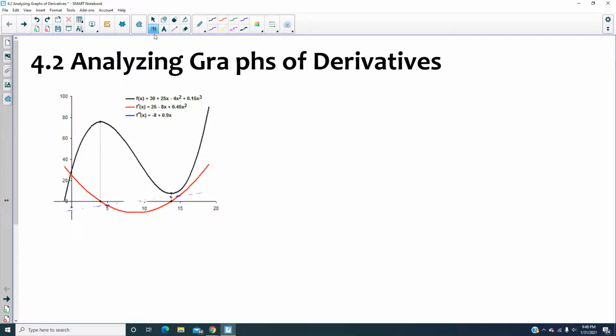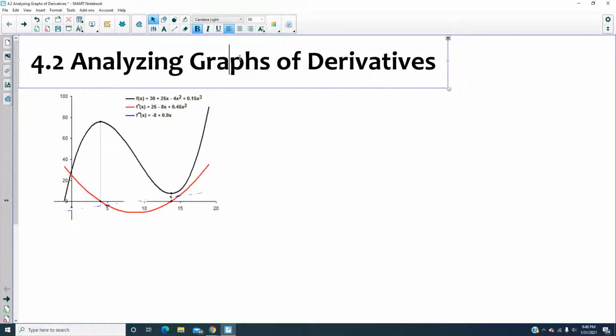Today we are going to be analyzing graphs of derivatives. What that means is we are going to be looking at either the function or its derivative and identifying characteristics of the other one. So let's write that out.